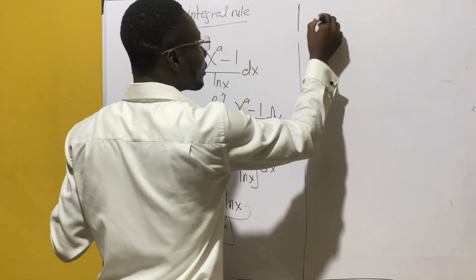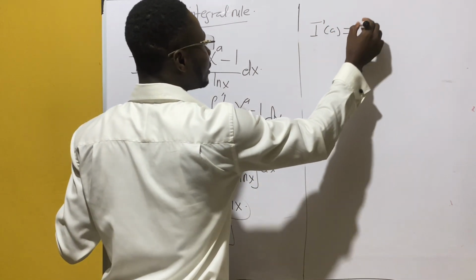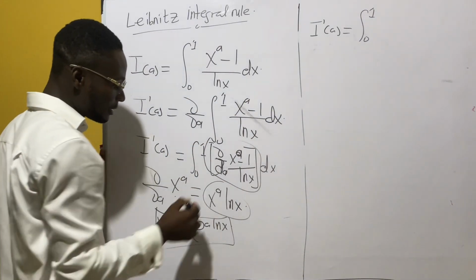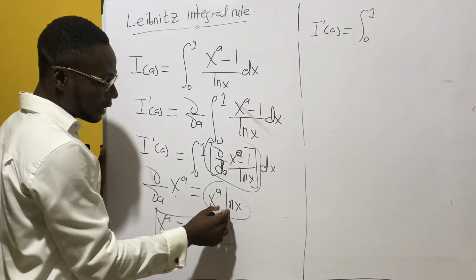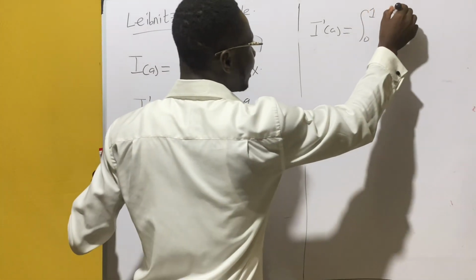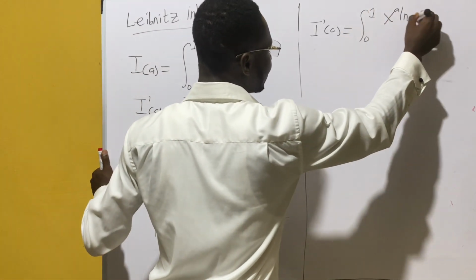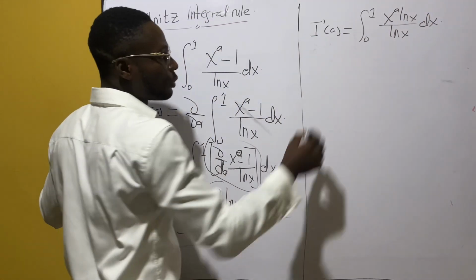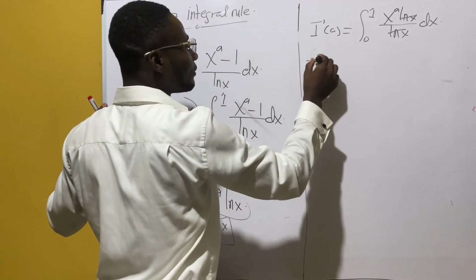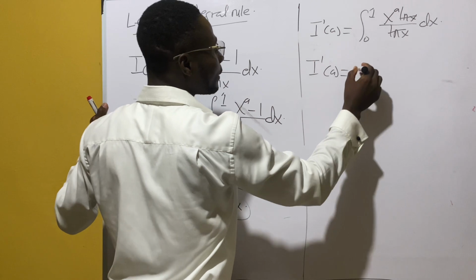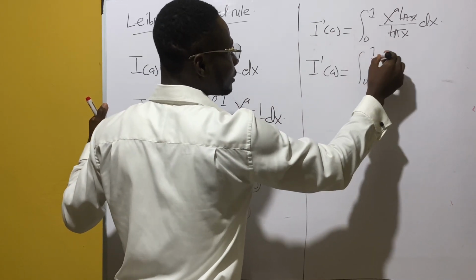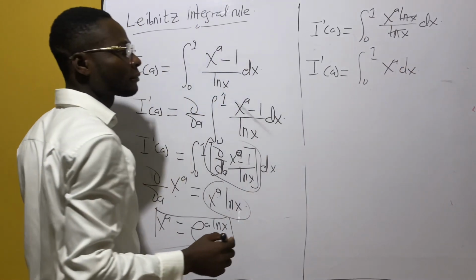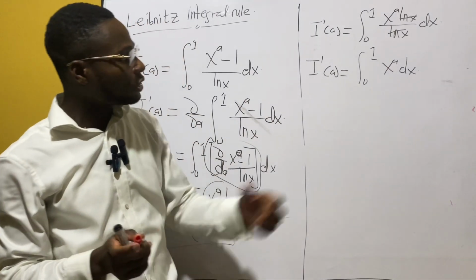So we have I'(a) equal to the integral from 0 to 1. Now the partial derivative of this is x^a ln x, so we have x^a ln x over ln x dx. Taking this, we have I'(a) equal to the integral from 0 to 1 of x^a dx.